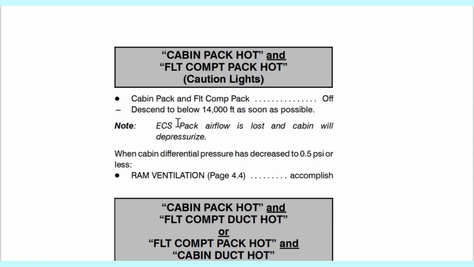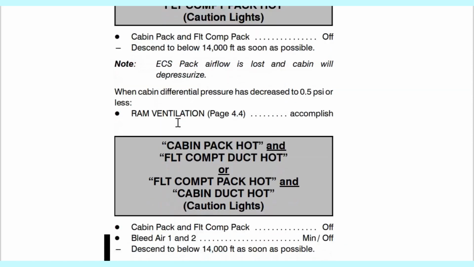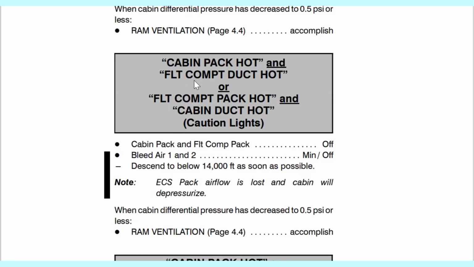Coming back here, cabin pack hot and flight compartment duct hot, or flight compartment pack hot and cabin duct hot. This is quite a bit here. Again, it tells you what you have to do here, which is again a descending thing. If you are above 14,000, you have to descend. If it comes below 14,000, stop climb, do the procedures and see what's the next course of action.